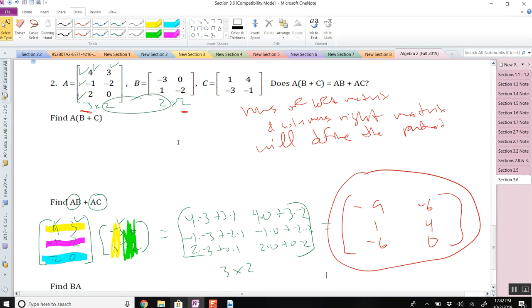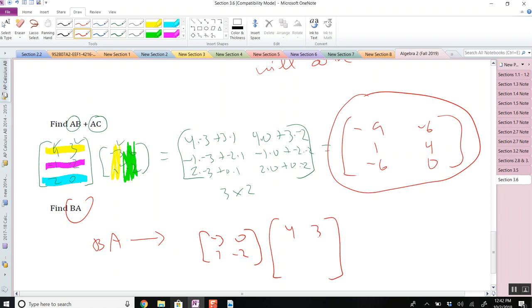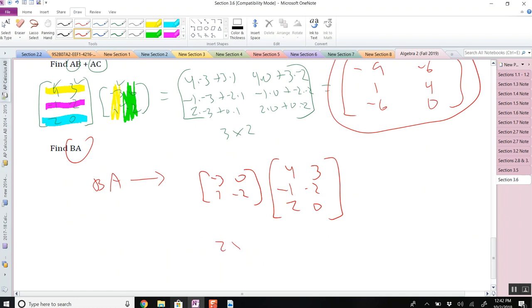Now, if they didn't match up, say, for example, I try to multiply B times A, like in this case right here. Here's what's going to happen. B is negative 3, 0, 1, negative 2. Here's A: 4, 3, negative 1, negative 2, 2, 0. So we're multiplying a 2 by 2 with a 3 by 2. There's a mismatch. This can't be done. It's not possible.